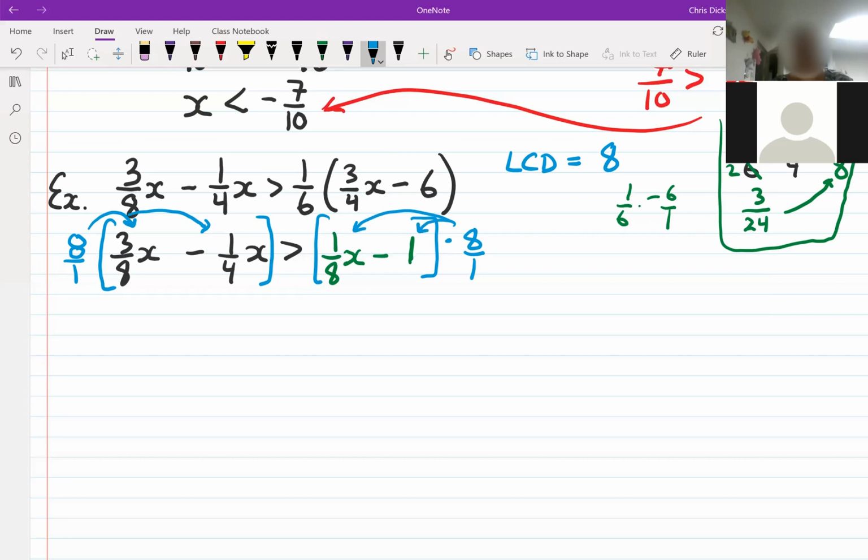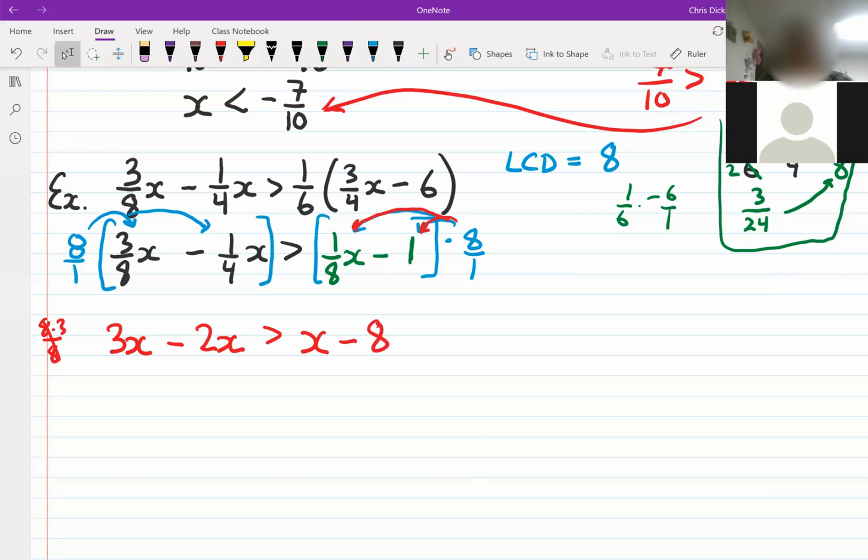Okay. So for the first one, I would get the 8s canceling. So the 8s would cancel, and that would give me 3x. Because I would get 8 times 3 over 8. So they would cancel. And then I have 8 times 1 over 4, which is 8 over 4, which is 2x. So 8 divided by 4 is 2. Well, 8 times 1 over 8 is 8 over 8, which is just 1x. And then 8 times negative 1 would be negative 8.